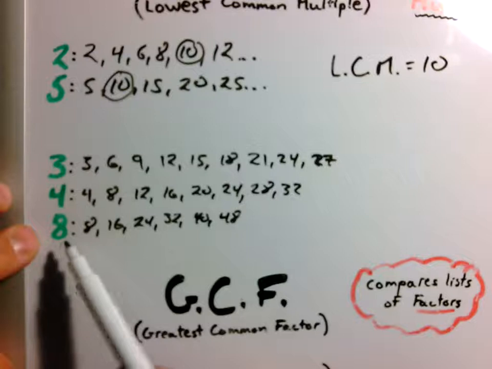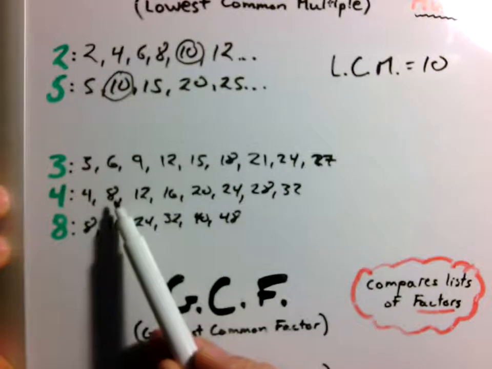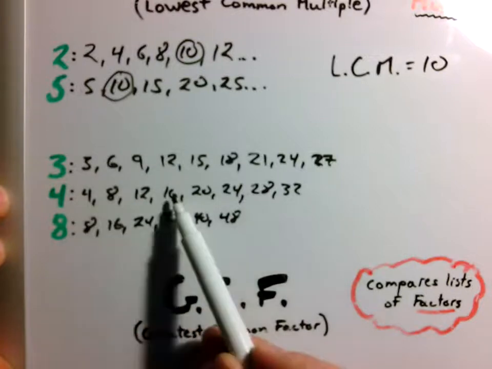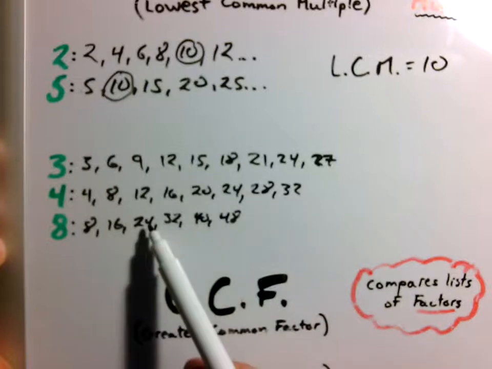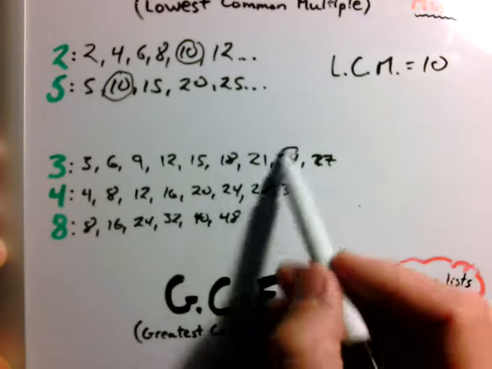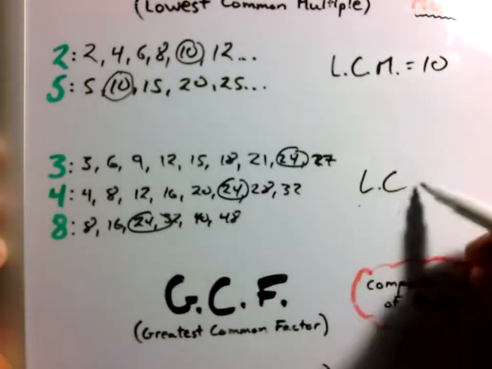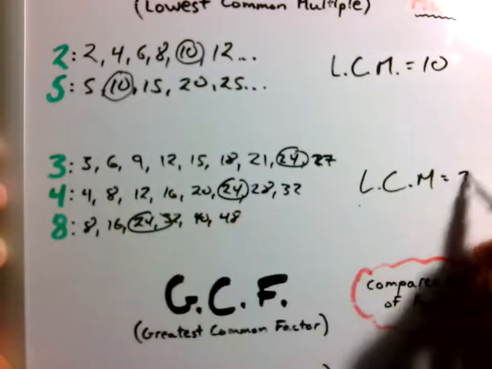Again, start with the bigger number, 8. I have that in common with my multiples of 4, but not multiples of 3. What about 16? Okay, again, it's in my multiples of 4, not my multiples of 3. What about 24? Okay, 8, 4. Okay, there it is. It's in my multiples of 3, so that's my lowest common multiple of 3, 4, and 8. It's 24.